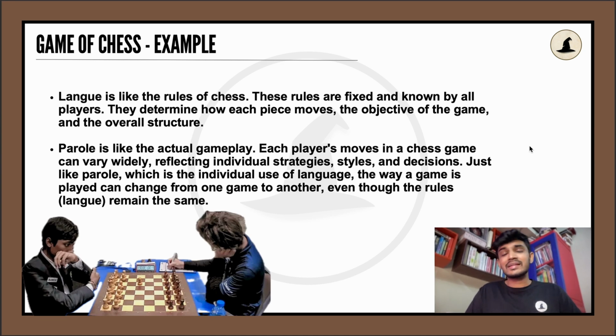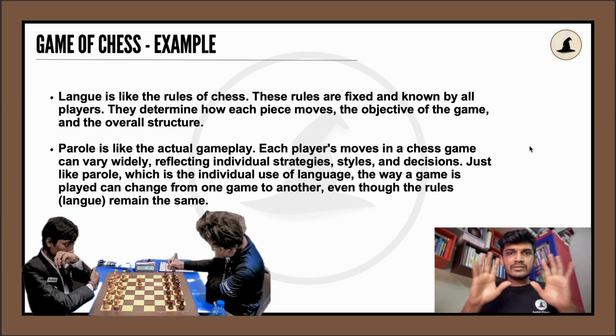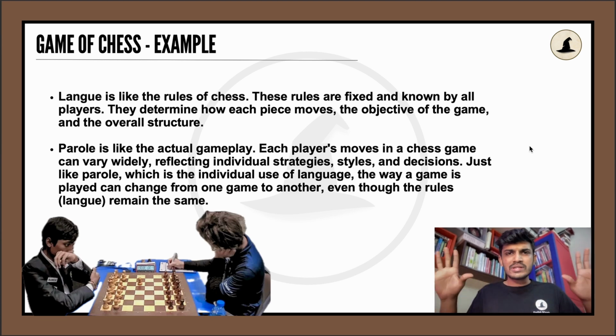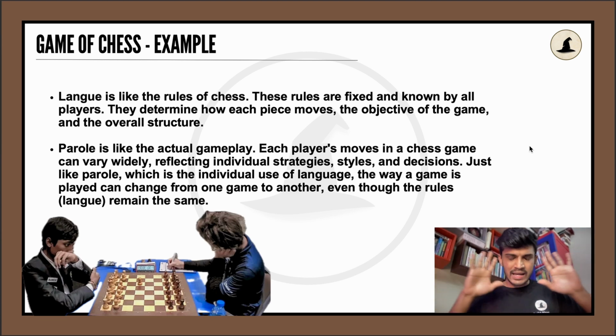Let's take 1,000 chess games. If you take 1,000 chess games, all of them would be different. The moves would be different. The patterns would be different. There wouldn't be any commonality. What is common then for all these 1,000 games? The only thing that is common for all these 1,000 games are the rules. The rules are exactly the same.